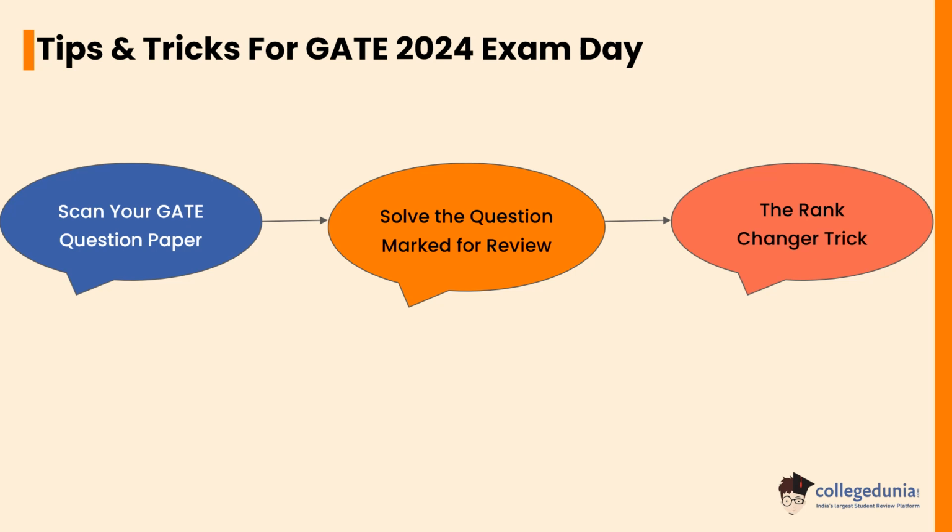Then solve the questions marked for review. After completing the count of 65 questions, come back to the questions that you are holding for review. Go through those questions and first pick the ones for which you are sure that you won't waste time. Tip 3. The rank changer trick.